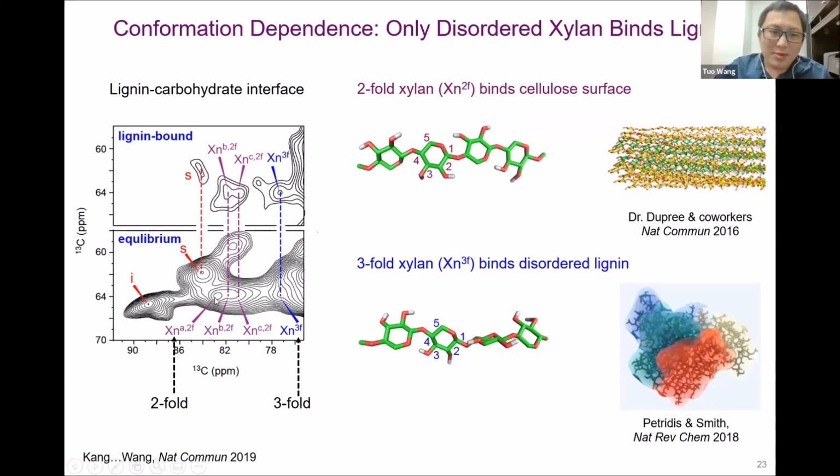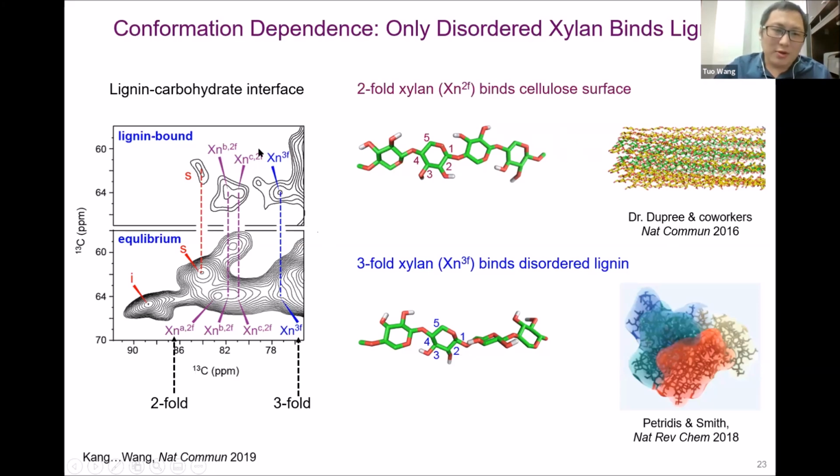At the same time, it's interesting that the type A of the twofold Xylan, so this cross peak, doesn't show up in the Lignin-Edited spectrum. So it indicates that the flat ribbon structure doesn't bind lignin. This finding echoes an earlier study by Dr. Dupree's group, who found that the flat ribbon structure preferentially binds the even surface of cellulose instead of lignin.